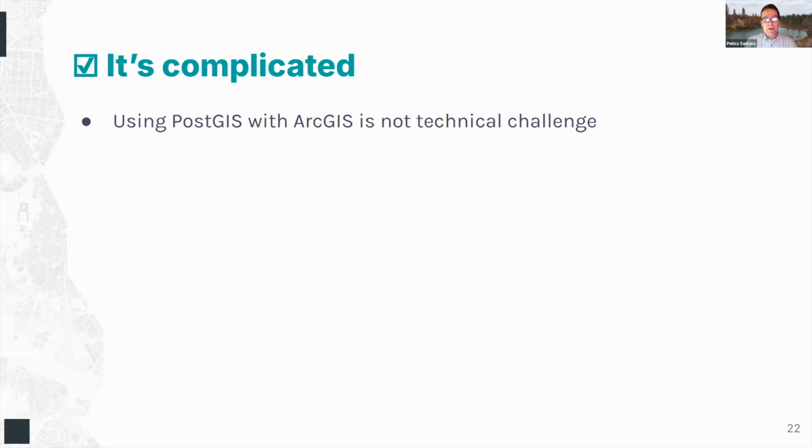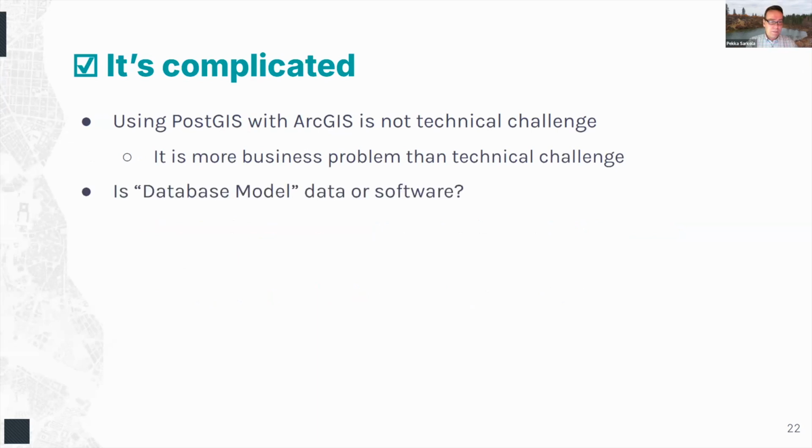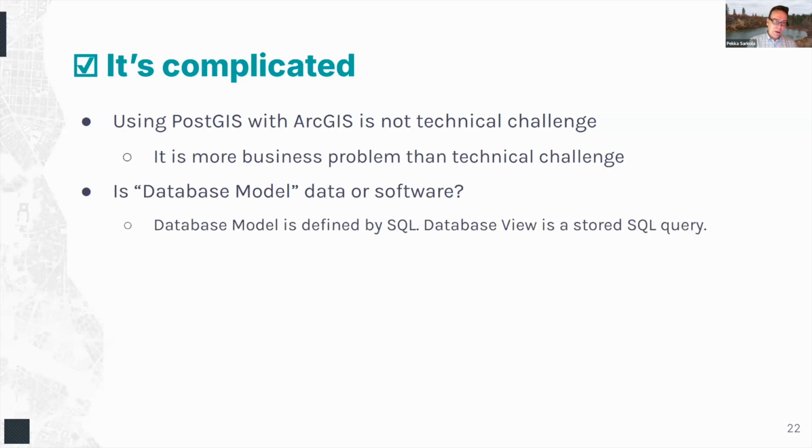Basically, it's not a technical challenge to use PostGIS with ArcGIS. It's more like a business problem than a technical challenge. What is your key driver to do this? One question I ask is: is a database model data or software? Usually data ownership is by the user, but how about the database model? Is it data or software? Database model is defined by SQL, and database views are stored SQL queries. If you copy those and use them the other way around, is it data or software?